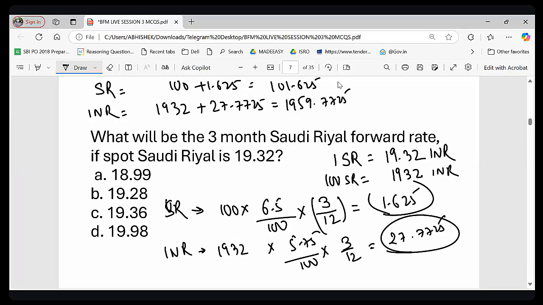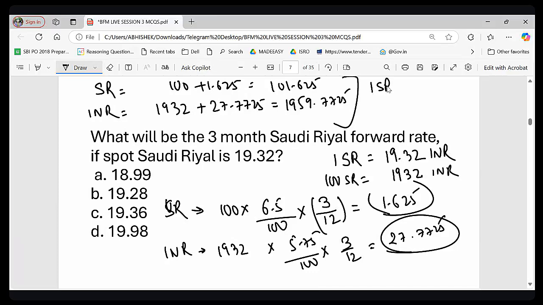So this step gives us the future value of both the currencies after 3 months, right? Now what will we do? Finally, we will calculate the forward rate by dividing the future value of INR by the future value of Saudi Riyal. Or we will just equate both of them.